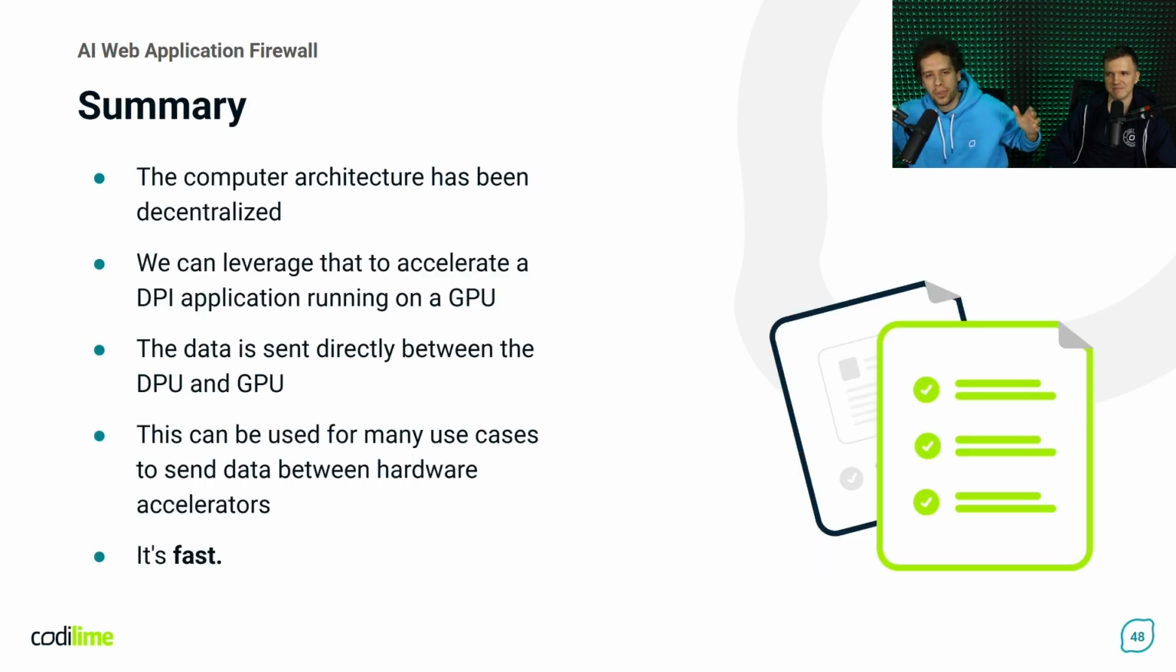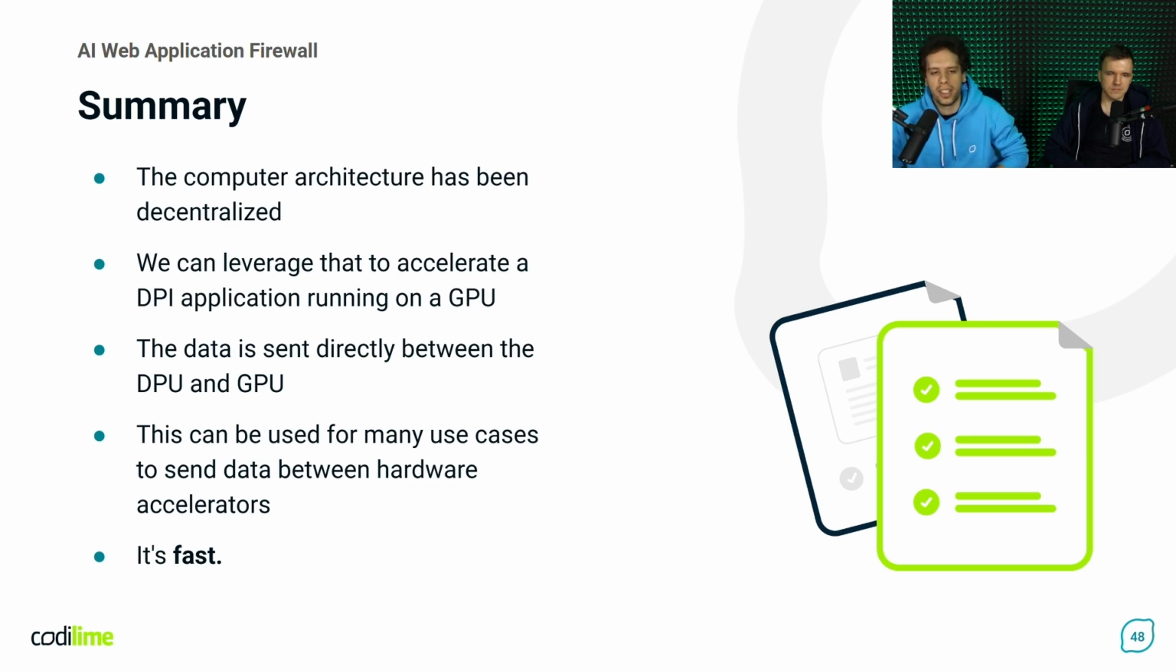All right, to sum up the whole presentation, the computer architecture has been decentralized. It used to be just a CPU with peripherals that were just doing one task. Now, a lot of the peripherals have their own computational capabilities, so it makes sense to write code for these capabilities and connect them in new ways so that we can leverage this architecture to accelerate, for instance, a deep packet inspection application running on a GPU instead of a CPU, as we used to do before.